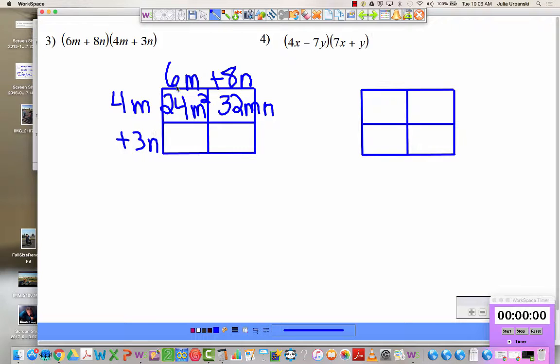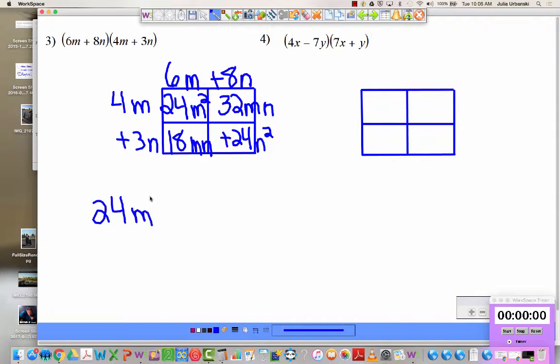What about this one? You do your 6m times your 3n. What does that one come out to be? 18mn. Good. And then this last one, 3n and 8n. That one's n to the second. Good. Because it's an n to the first and an n to the first. When the variables match, you add up the exponents. And then you just write it in standard form.